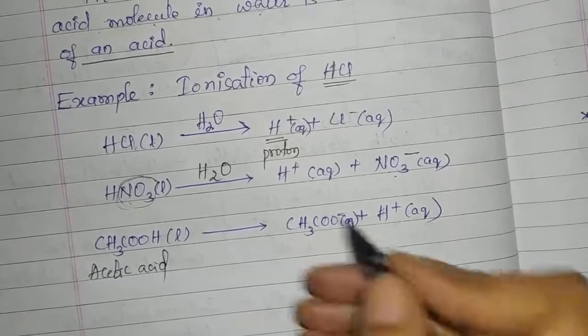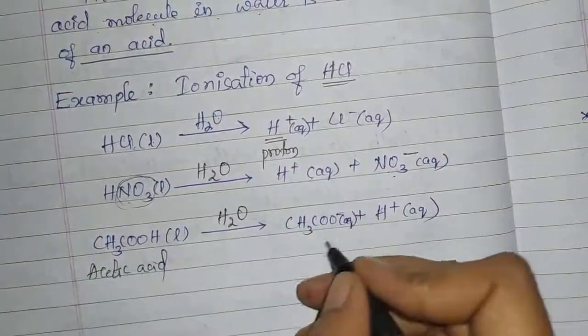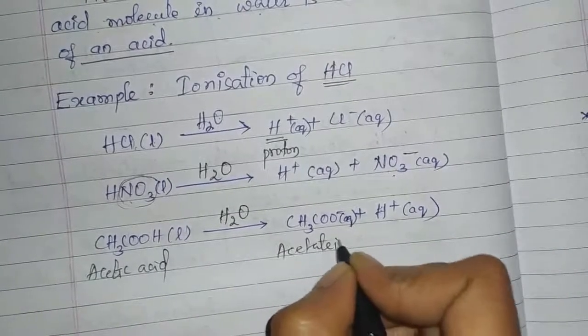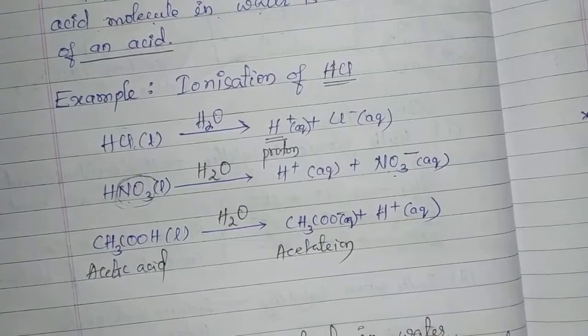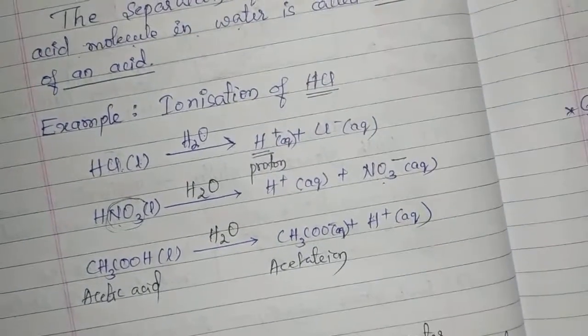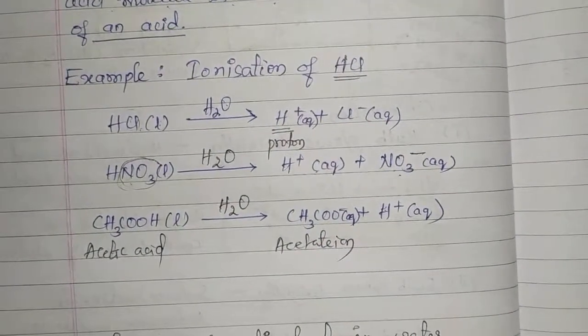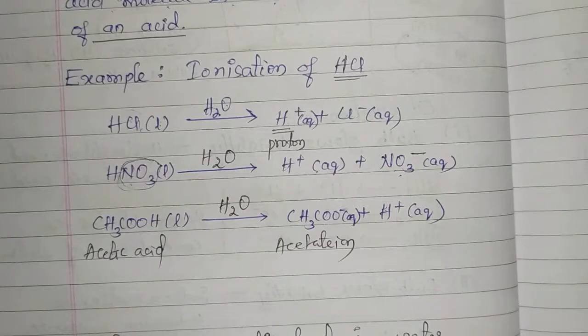This is acetic acid when it is added to water. Again, it also breaks into acetate ion and hydrogen ion. Whenever an acid is added to water, it undergoes ionization to release hydrogen ion and a negatively charged ion. The negatively charged ion depends on the type of acid we have taken.